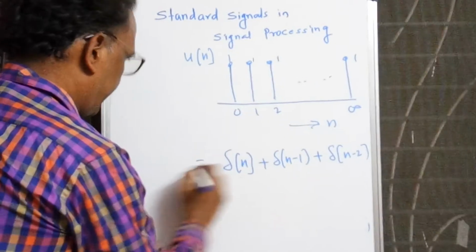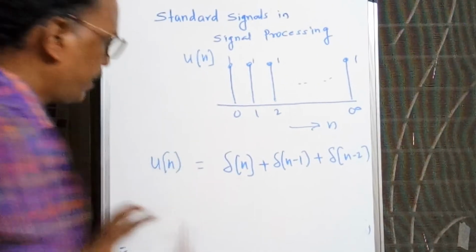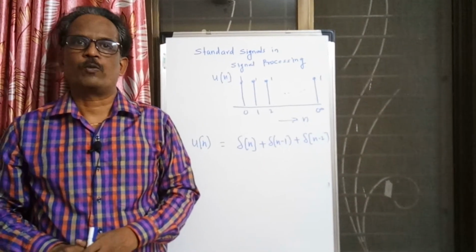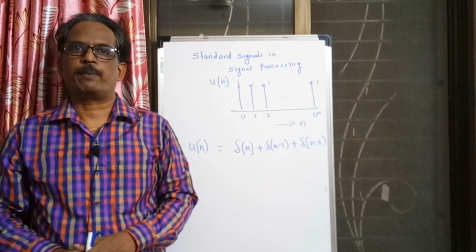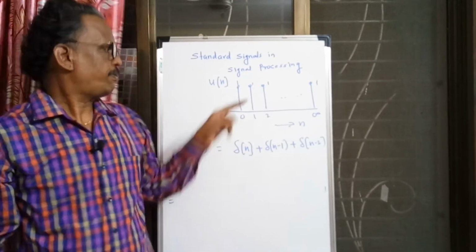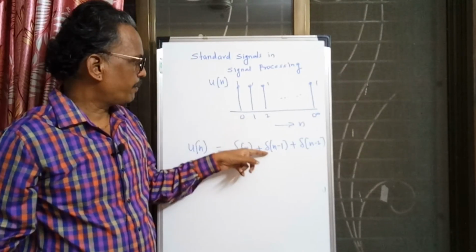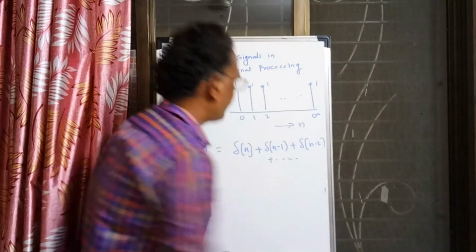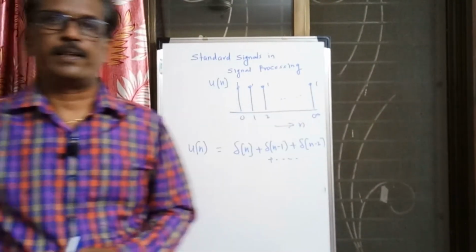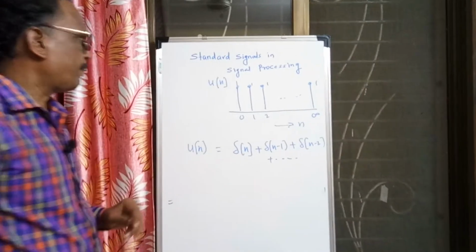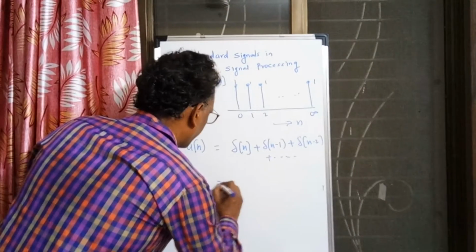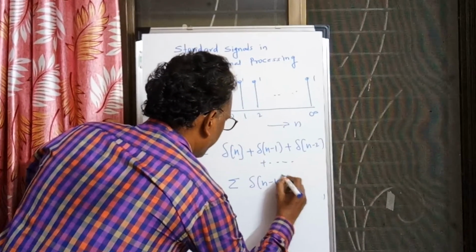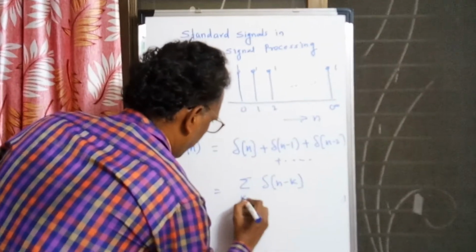So you can write the unit step sequence as nothing but the addition of the delta function and its shifted versions. So it is the addition of δ[n], δ[n-1], δ[n-2]. The first amplitude corresponds to δ[n], the second corresponds to δ[n-1], the third corresponds to δ[n-2], and so on. Up to infinity there are samples, so the last term is δ[n-∞]. If you try to write it in closed form, it will be δ[n-k].